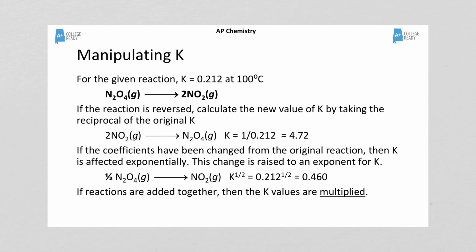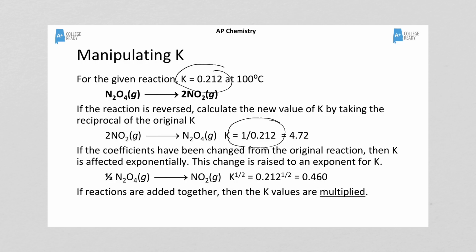So if we're given this reaction in bold, and here's its K value at this temperature, and we reverse the reaction, I can't just change the sign of K. That doesn't really make sense, because I've taken an equilibrium expression and I've taken the reciprocal of it. So I have to do the same thing to the K. So I would take the reciprocal of it, and now I have my new value, 4.72.